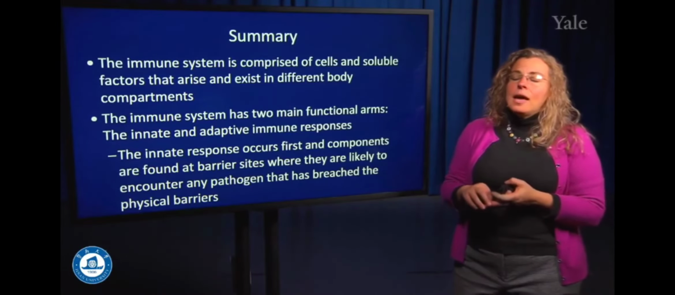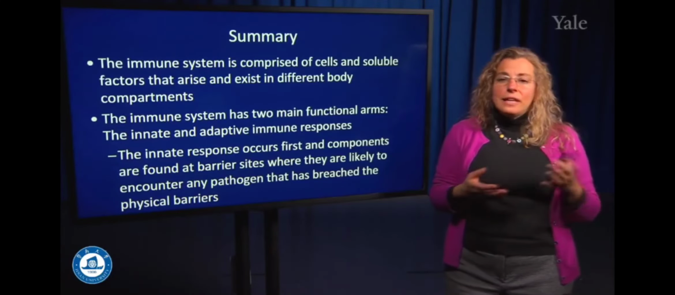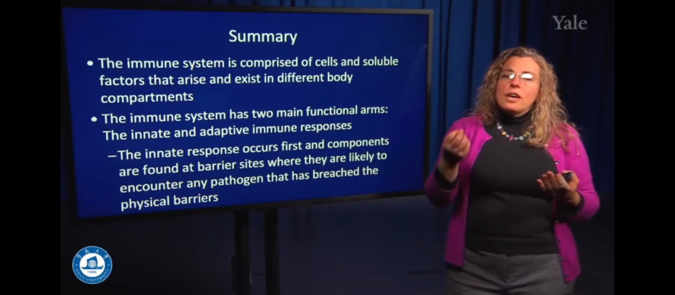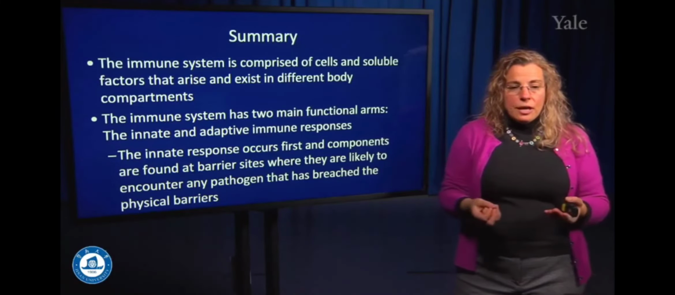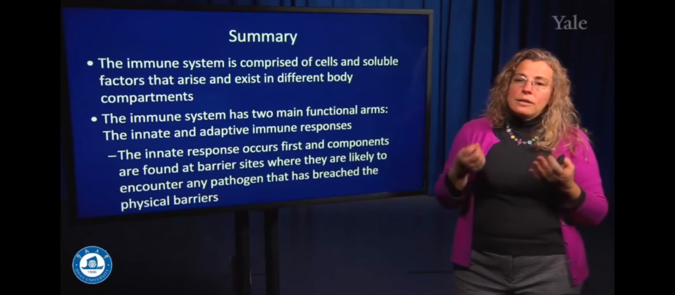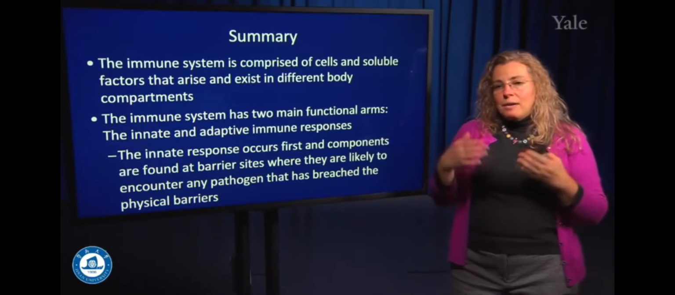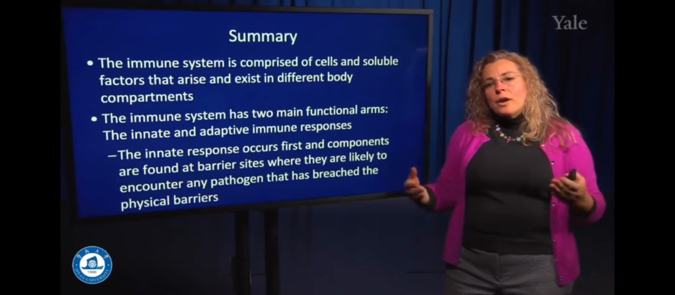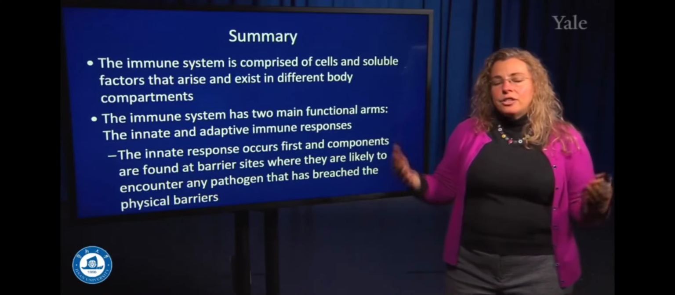The immune system has two main functional arms, the innate and the adaptive. The innate response, you're born with it. It always occurs first. And components of the innate response are always found at barrier sites in your body. They're positioned where there's most likely to be a breach and where a pathogen is most likely to enter your body.